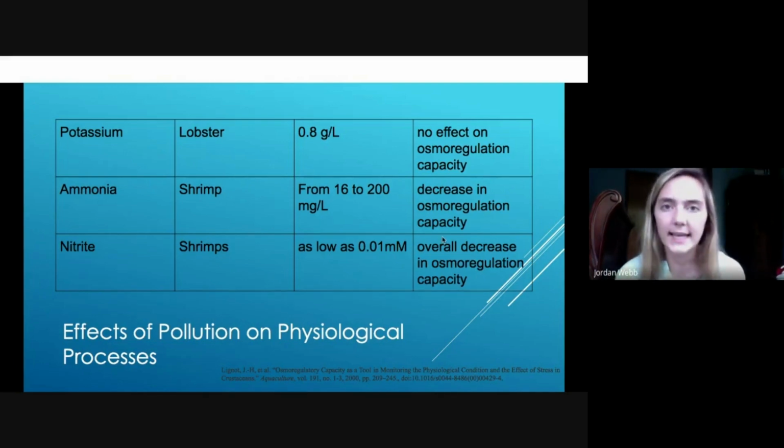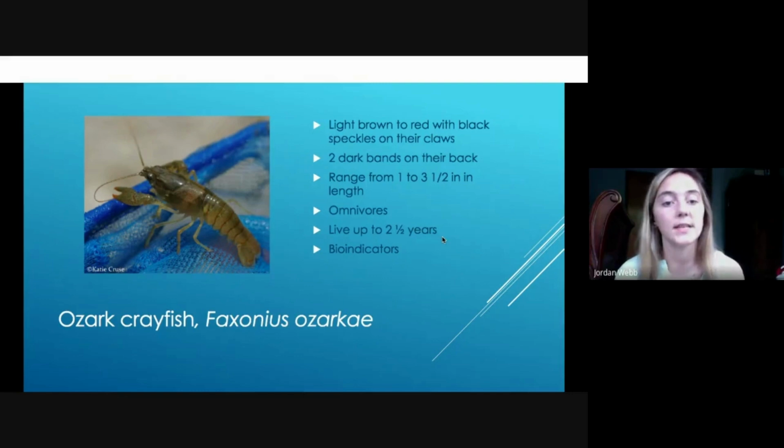So we got to thinking, with all these poultry houses popping up, having this nitrogen and phosphorus runoff, could this be affecting the crayfish species living in the area? So what we wanted to do is find a crayfish species that was native in all 12 creeks. That crayfish species turned out to be the Ozark crayfish.